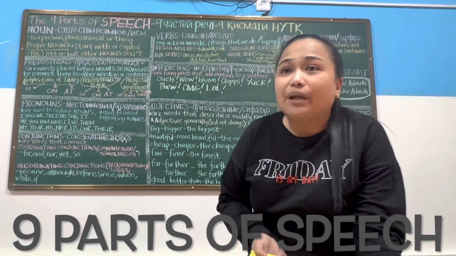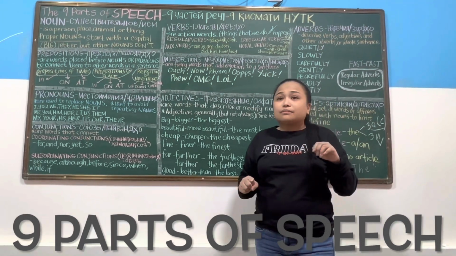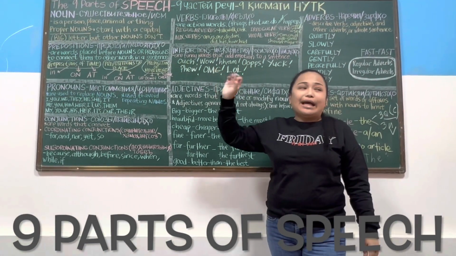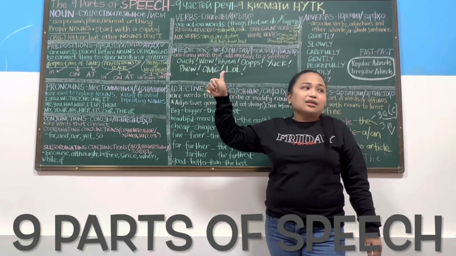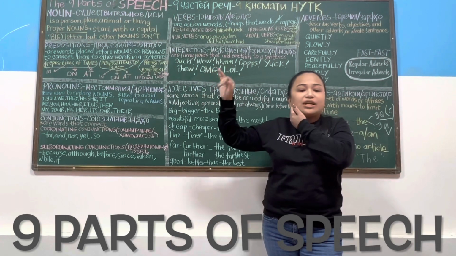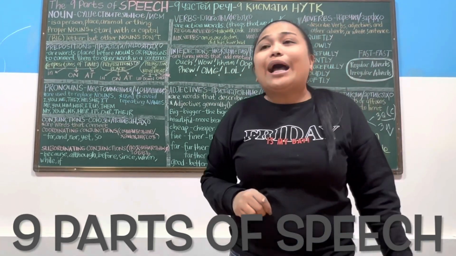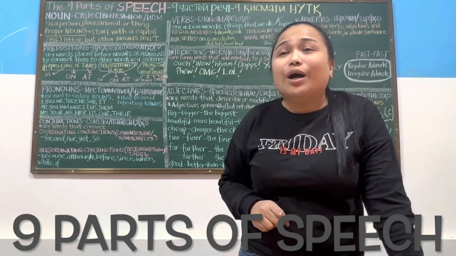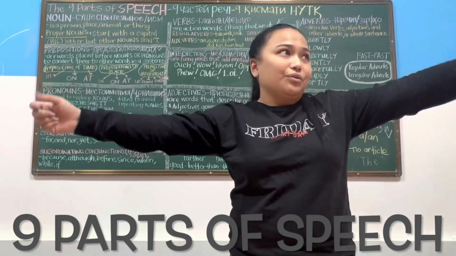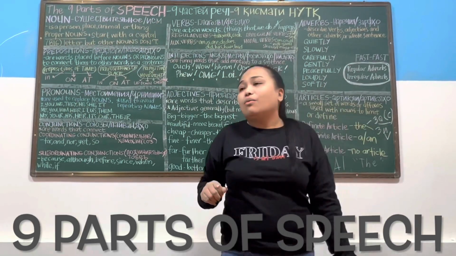Did you understand? What are the 9 parts of speech? Noun, preposition, pronouns, conjunctions, verbs, interjections, adjectives, adverbs, articles. Now, I will ask you one by one. No one will look on the board. If you are sitting here, you look here. If you are sitting here, you look there. Okay, let's start. No one will look at the board.